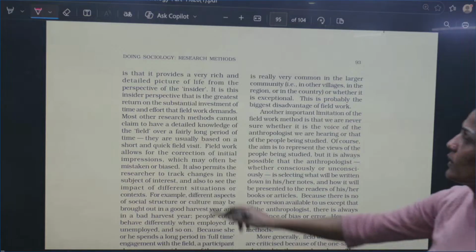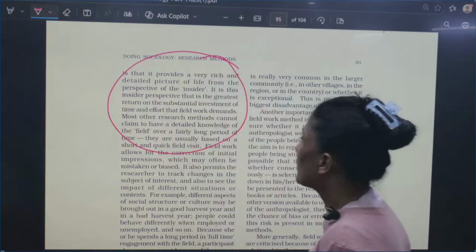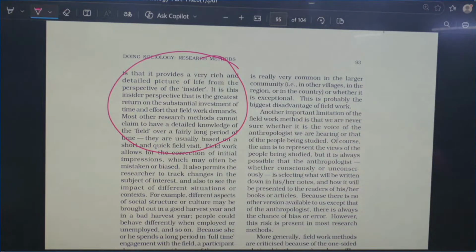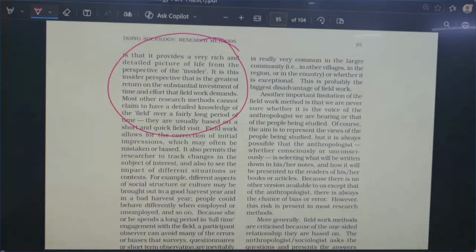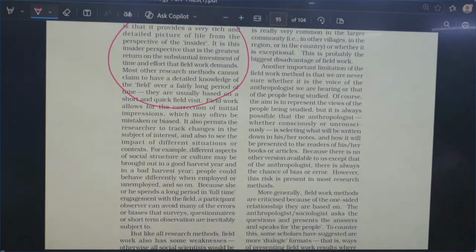Okay, yesterday only I have explained, no, insider and outsider. So it is this insider perspective that is the greatest return on the substantial investment of time and effort. Okay. So most other research methods cannot claim to have detailed knowledge of the field. So this is what you can see. That is why we are getting questions on this part.